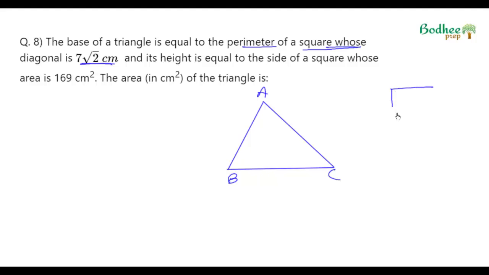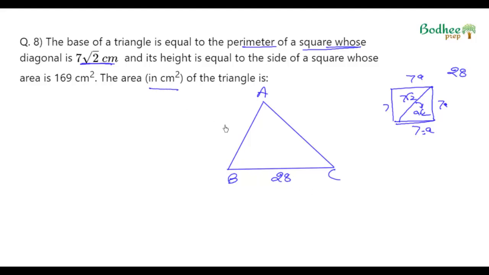Now we know that if I draw a square like this, then this is the diagonal, right? And if this is 7 root 2, clearly we can see that this value would be 7, this will be 7, this will be 7, and this will be 7. Because if this value is a, then this diagonal is a root 2. So clearly the value of a is equal to 7. So the perimeter of the square in this case will be what? 7 plus 7 plus 7 plus 7, which makes it 28. So this value is 28.